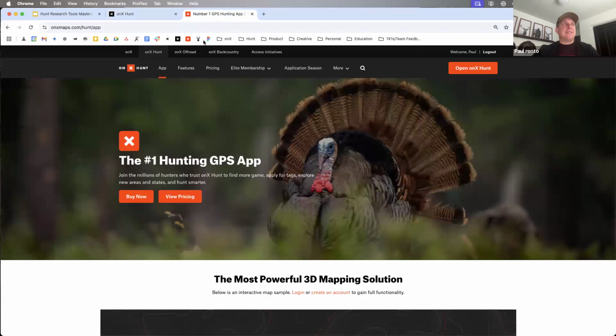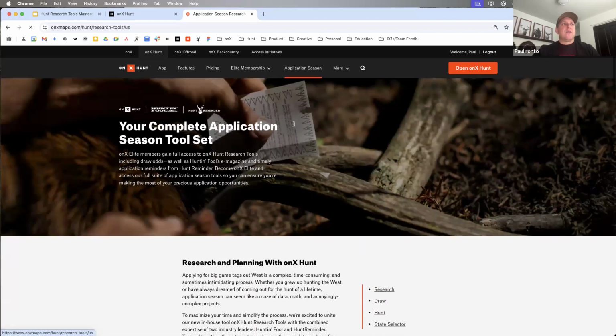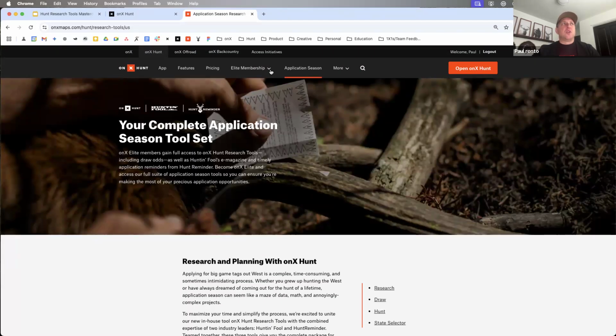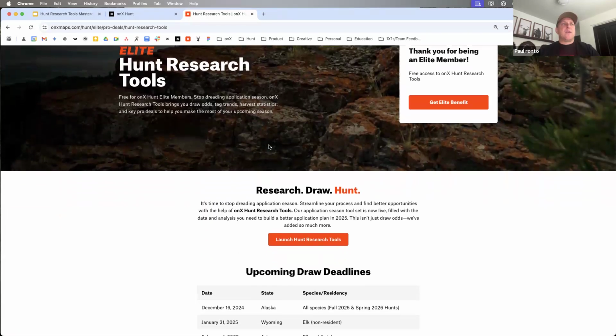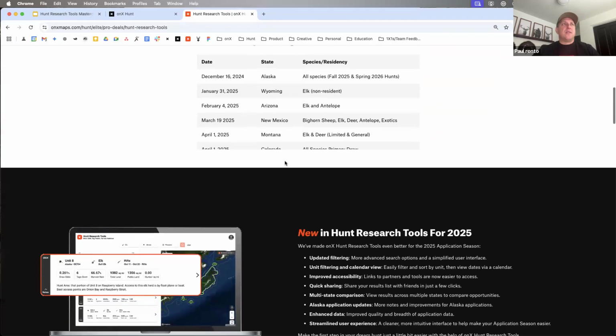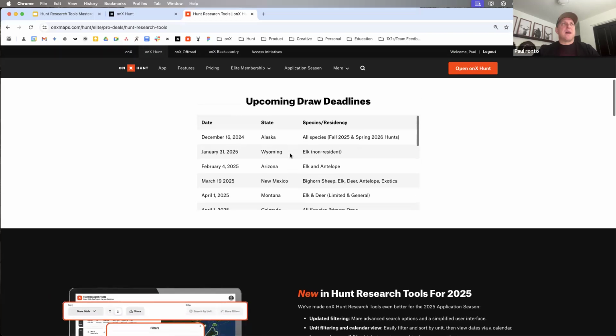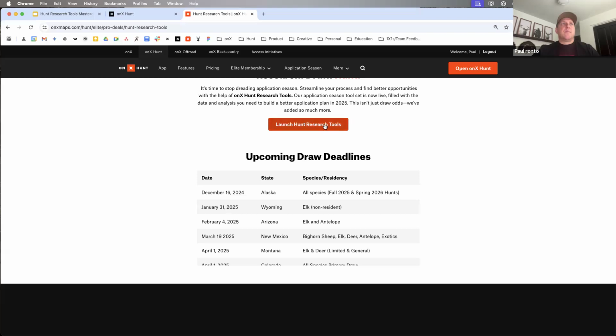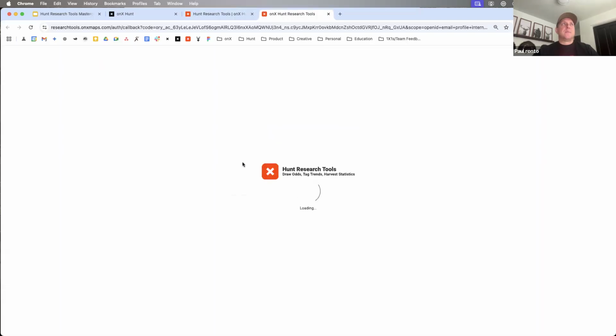The other way to get there is if you're on our website, you can go into Application Season, and you can find this. You can also go down here into Elite Membership and to Research Tools, and this will talk about all the things that are in the research tool. It gives you some draw deadlines, and you can actually launch onX Hunt Research Tools.